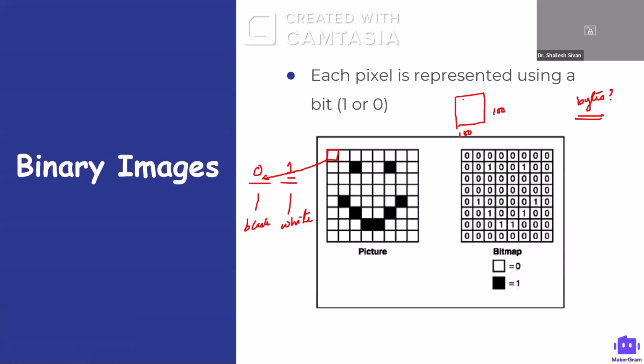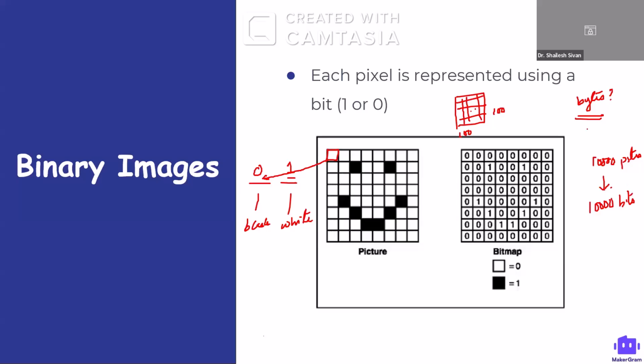See, if you have a 100 by 100 image, what do you mean by a 100 by 100 image? There will be 100 rows and 100 columns, right? So, what is the total number of pixels? 10,000. Yes, 10,000 pixels are there. And for representing 10,000 pixels, how many bits are needed? 10,000 bits, because 1 bit for each.